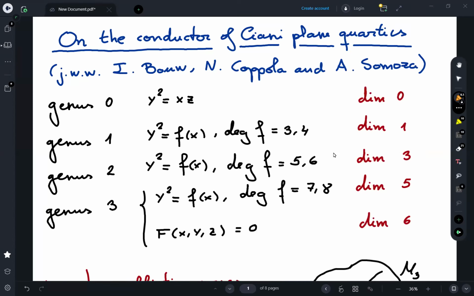So I want to tell you about the conductor of Ciani plane quartics. Unfortunately, I won't mention that much about automorphic forms, but I hope that you will enjoy the topic that I decided to bring to you anyway.